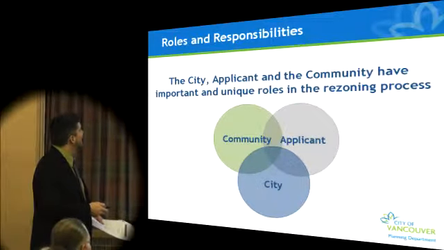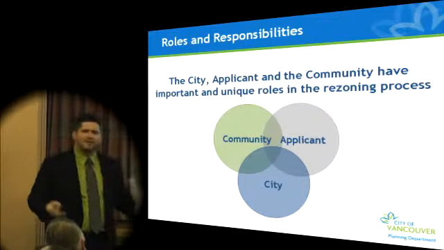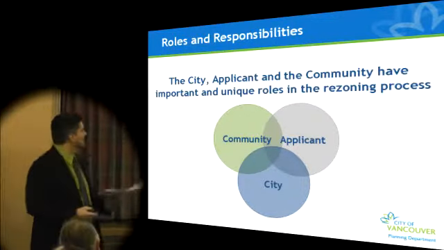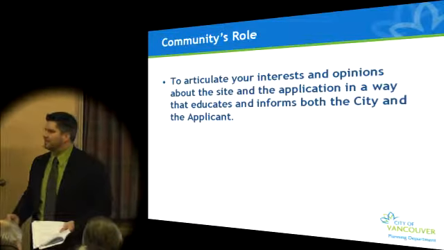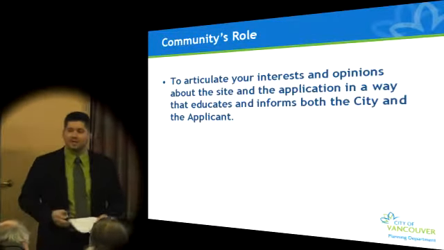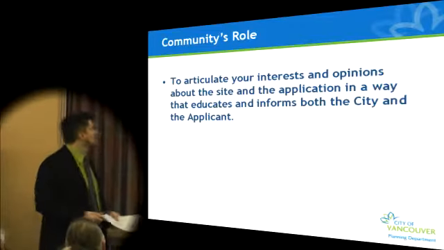Thanks, Allison. So the three sort of component groups in the process are the community, the applicant, and the city. And of course, that's a bit of an oversimplification. There's many, many different subgroups. But for purposes of discussion, let's start there.